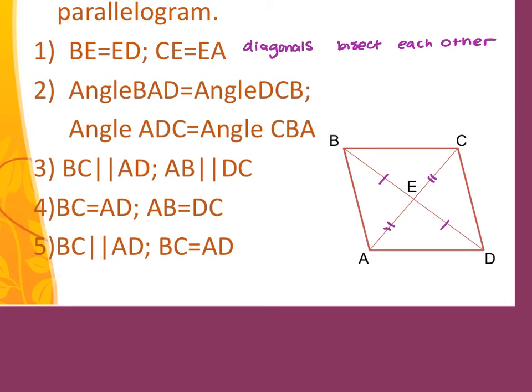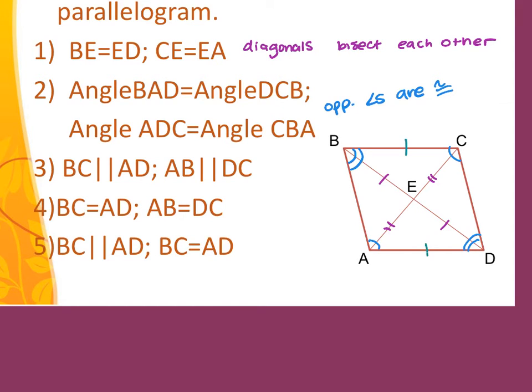So in big formal wording, it's if diagonals bisect each other, then it's a parallelogram. We know what we're proving, so you can give me that. Number 2 says angle BAD is equal to angle DCB, and ADC is congruent to CBA. Is this a parallelogram? Yes. And why? Opposite angles. Good. Opposite angles are congruent.